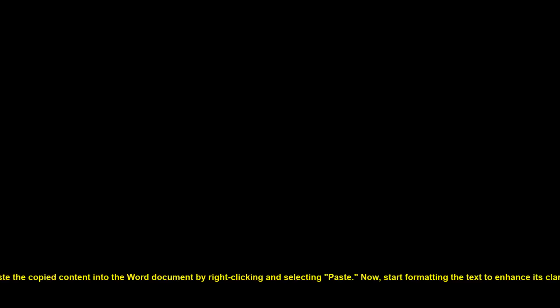Return to the Microsoft Word document. Paste the copied content into the Word document by right-clicking and selecting Paste. Now, start formatting the text to enhance its appearance. Select the text you want to format.